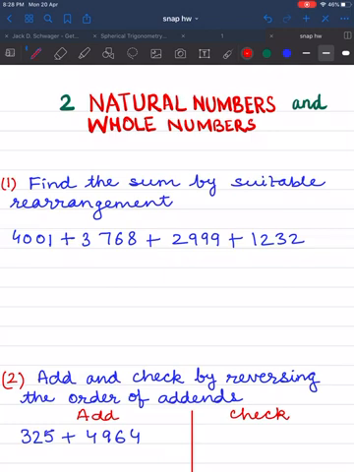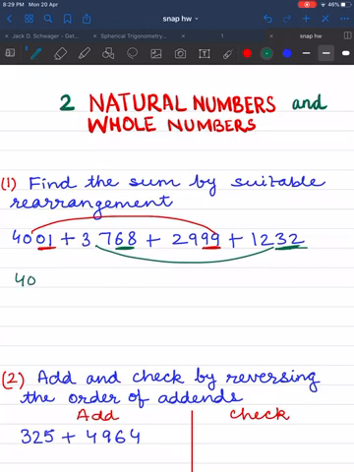If you look at the first number, its ones and tens place is 1 and that of the third number is 99. So 1 plus 99 is 100. So I will group these two numbers. Now look at the second number, its ones and tens place is 68 and that of the fourth number is 32. So 68 plus 32 is 100. So I will group these two numbers. Now let's rearrange the numbers and find the sum.